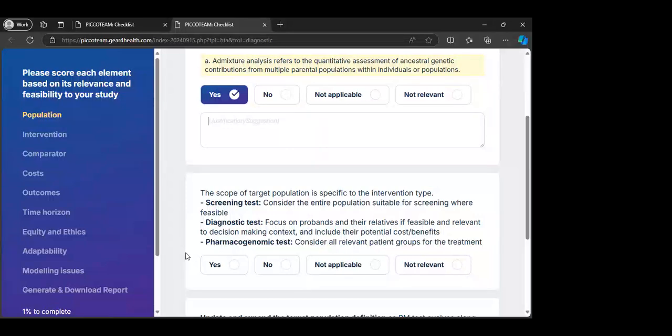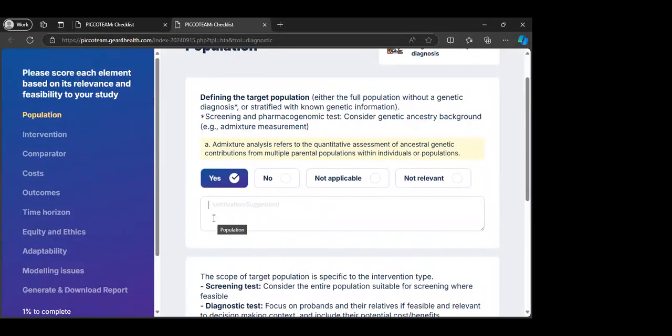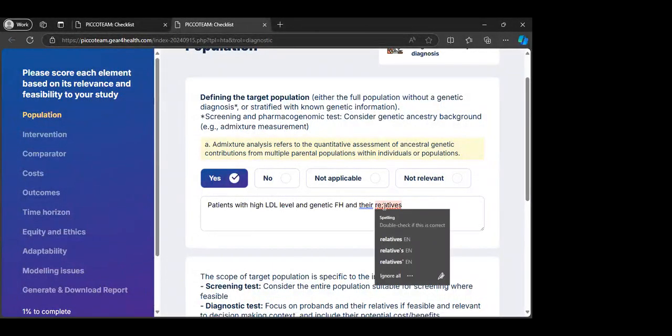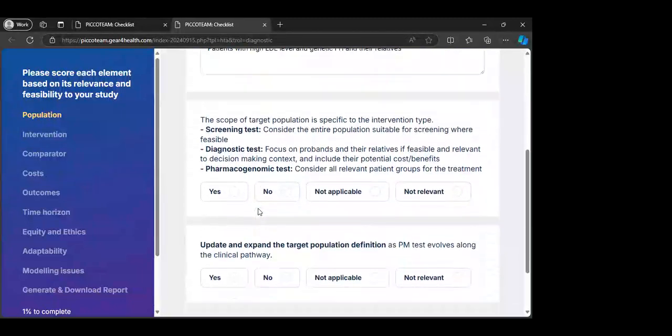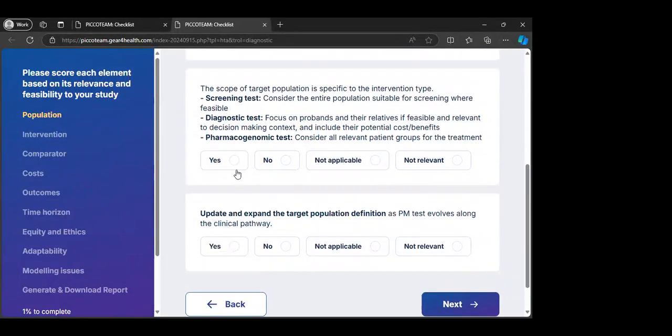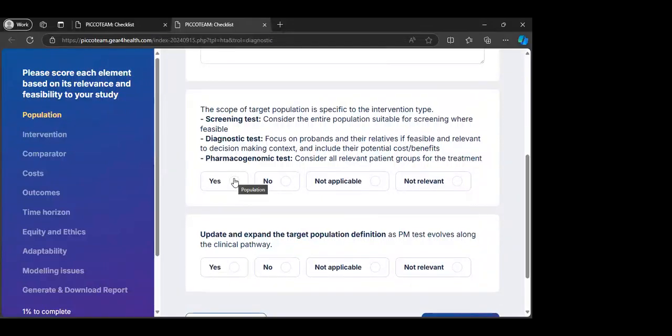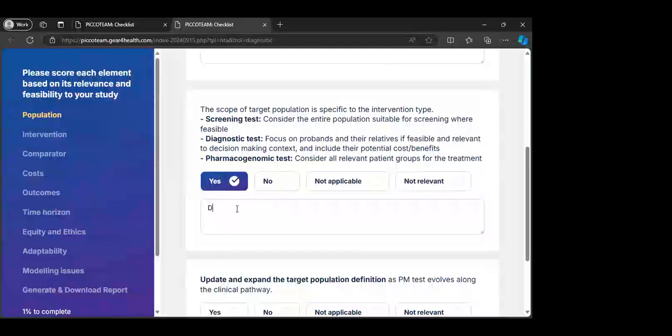So in our case, we know that our target population is genetic FH: patients with high LDL level and genetic mutation, diagnosed with genetic FH, and their relatives, right? Yes. So you can enter these into the comment box, and then we have identified the target population to be the probands and the relatives of the diagnostic test.